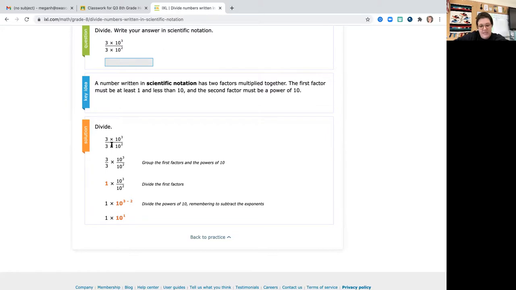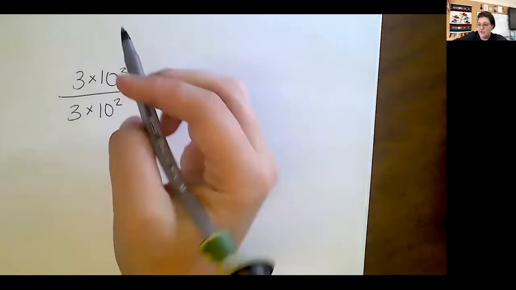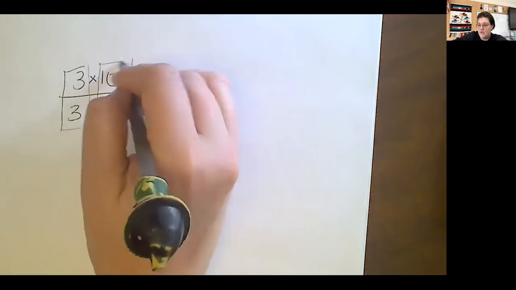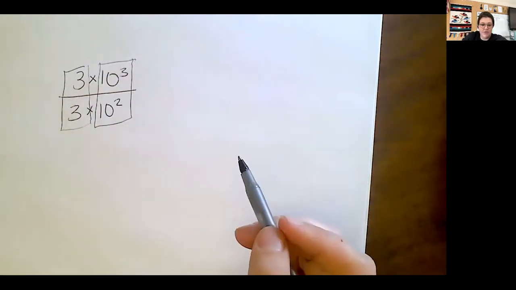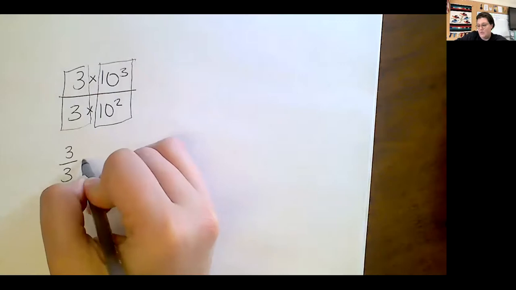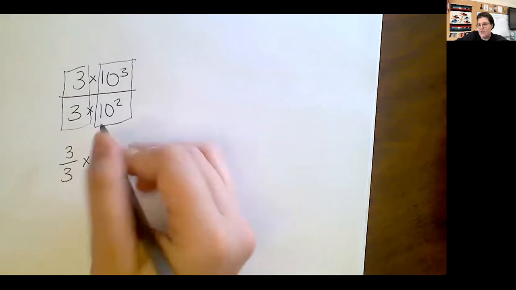3 times 10 to the 3rd over 3 times 10 to the 2nd. Okay, and we're gonna do that over here on my screen so I can talk through the steps. We're switching cameras really quick. Okay, so the first thing that we're going to do is group the factors here and the powers of 10. We're doing two different equations. The first thing we're gonna do is 3 over 3, and we're multiplying that by 10 to the 3rd over 10 to the 2nd. That's really what it equals down to.